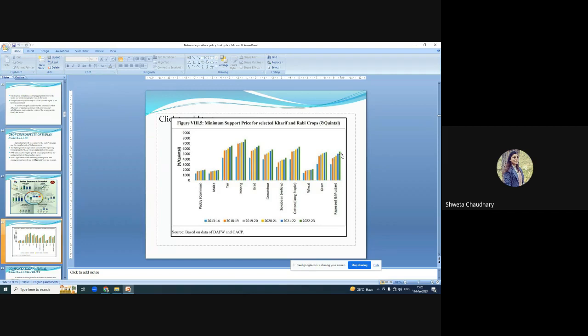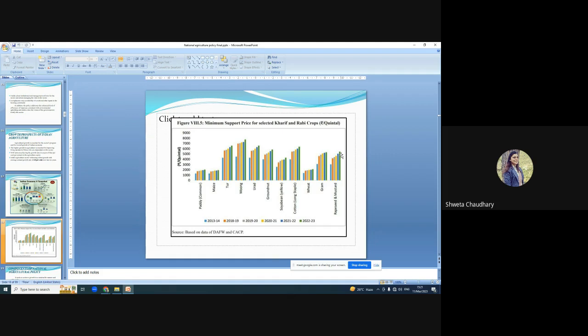This is the price. Suppose I have grown something and it is not sold in the market. Okay, I have not got a proper price for my production in the market. So our government gives assurance to the farmers that if this commodity is not sold in the market, we will purchase your commodity at this price. So the government announced the minimum support price.